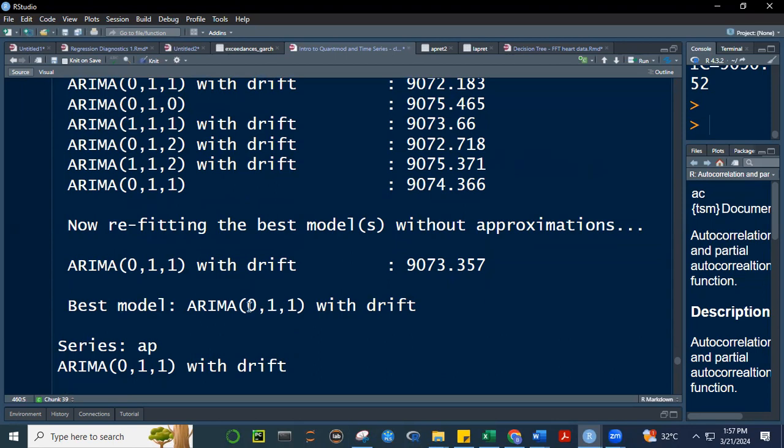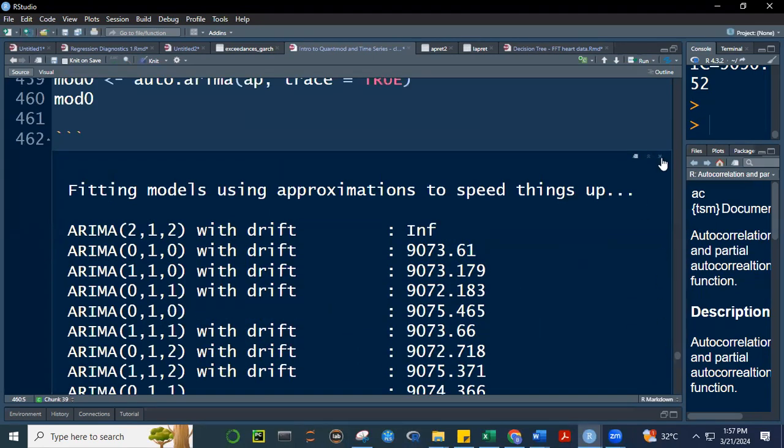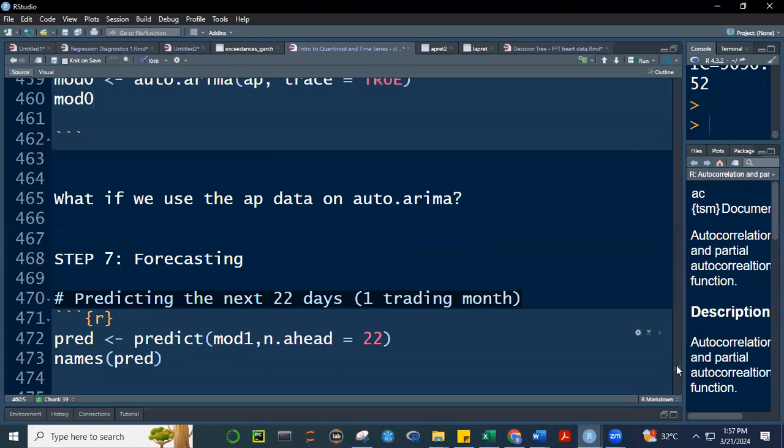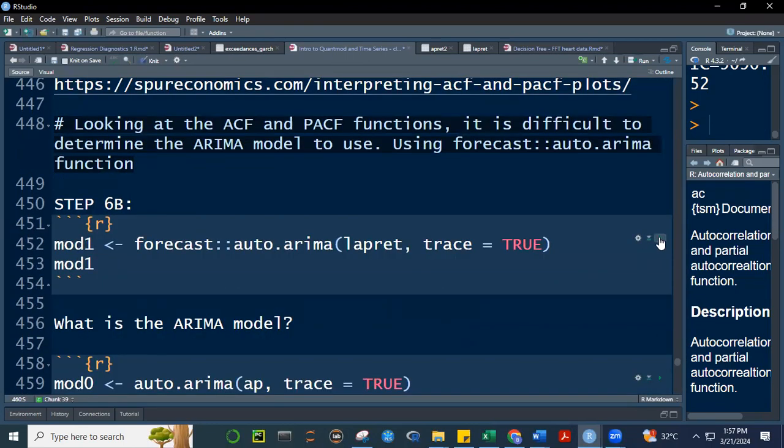Ibig sabihin, ang best model nito, i-difference mo siya, tapos MA yung model. Remember, 0 here is your AR process. Yung 1 dito is your MA process, and the 1 in the middle is your differencing. So this is quite different from the log apple natin kanina, no? Ito. So let me run this again.